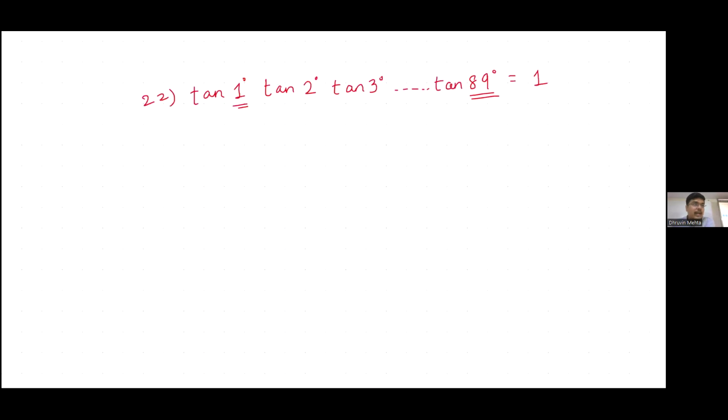So see, 1 and 89 का addition is 90. 2 and 88 will also be 90. 3 and 87 will also be 90, and so on. So what we'll do is we'll group all those terms जिसमें angle का addition 90 है. तो tan 1 tan 89 is one group, tan 2 tan 88.